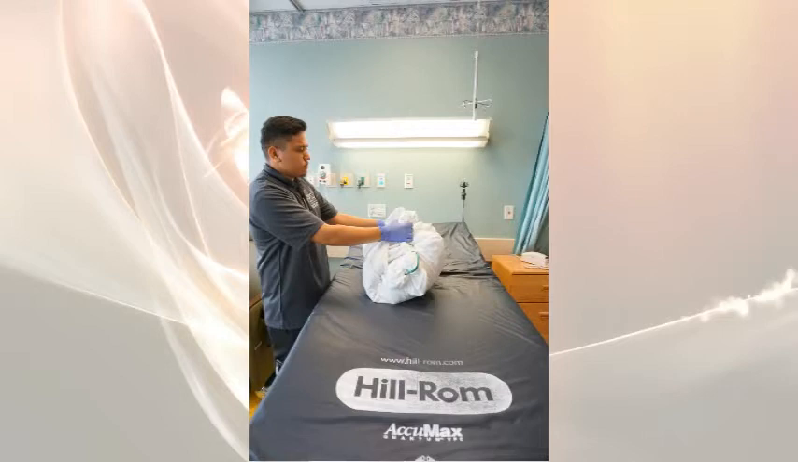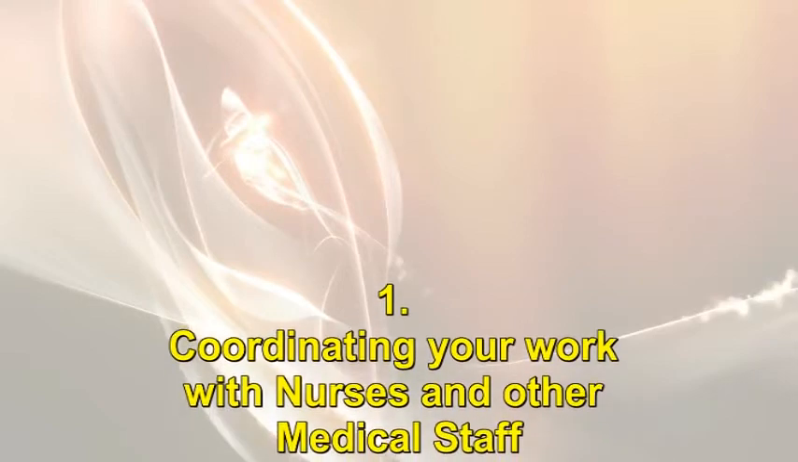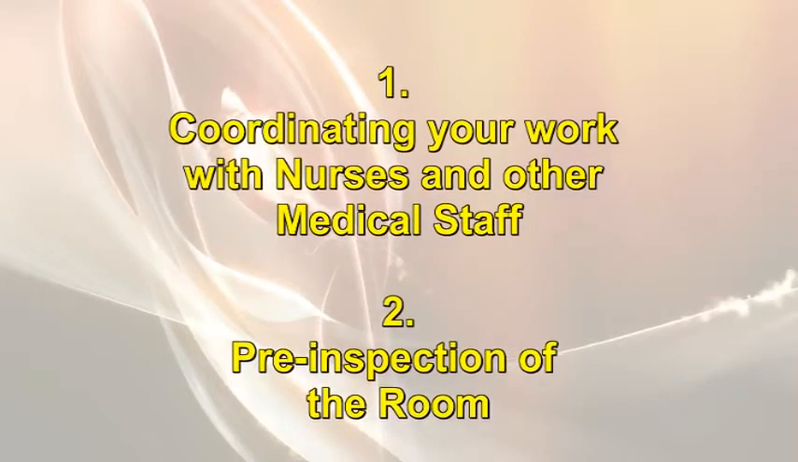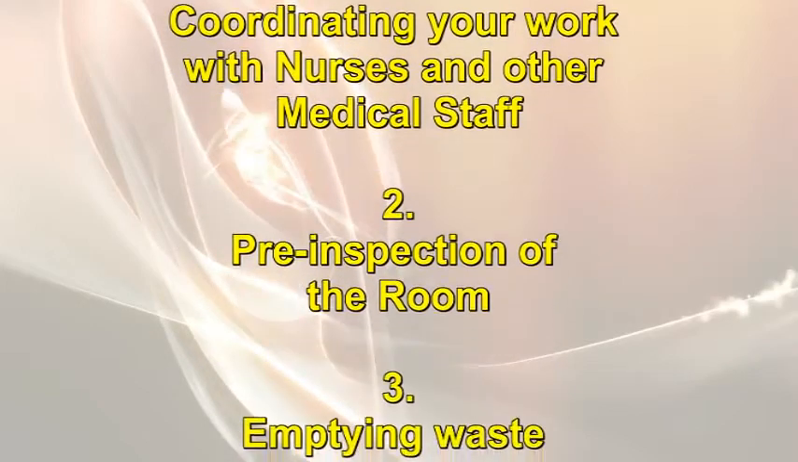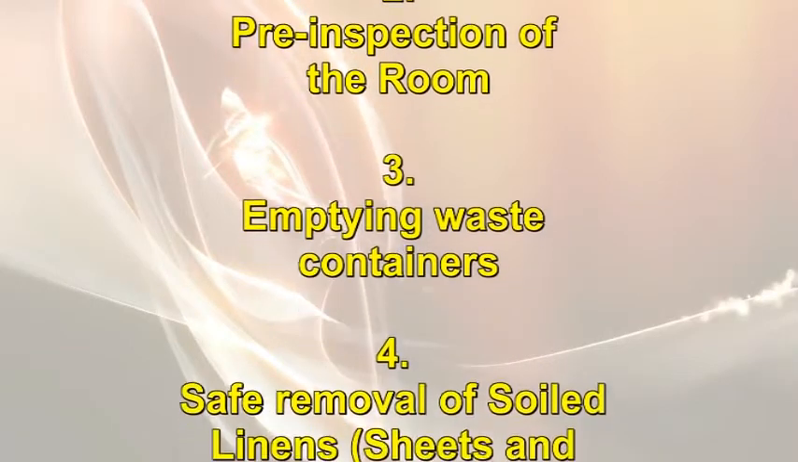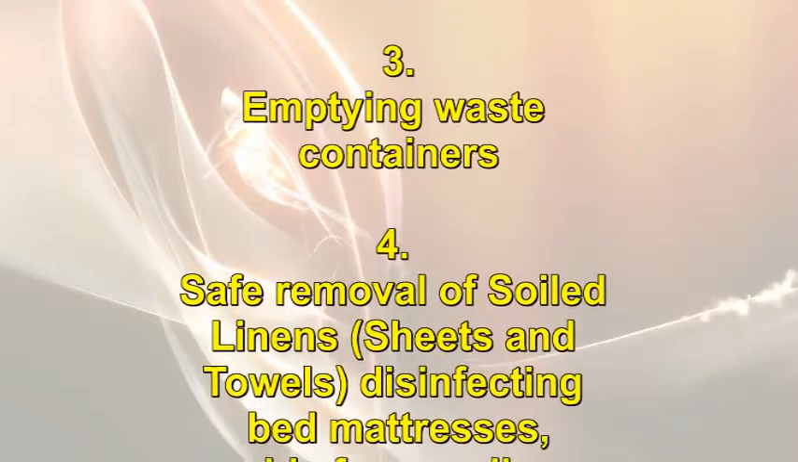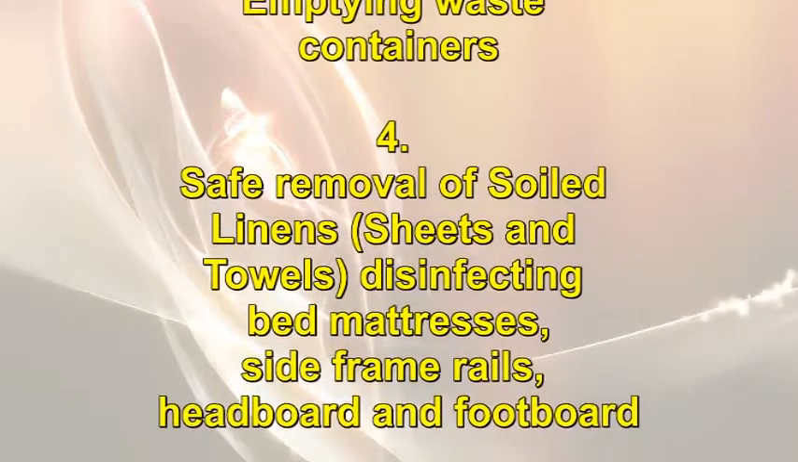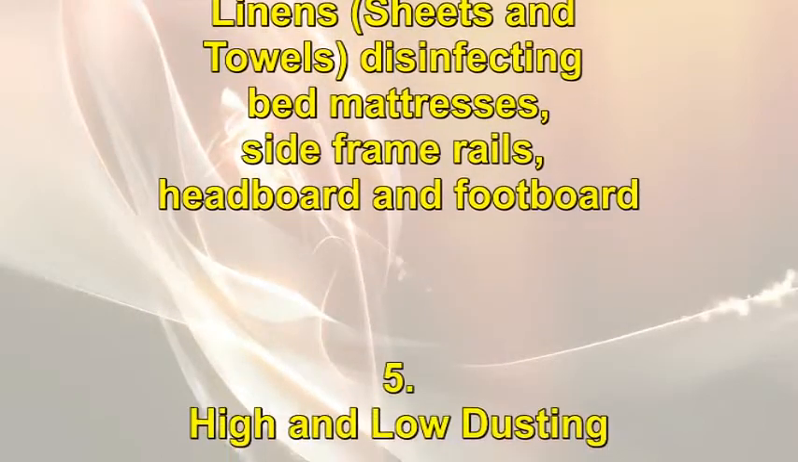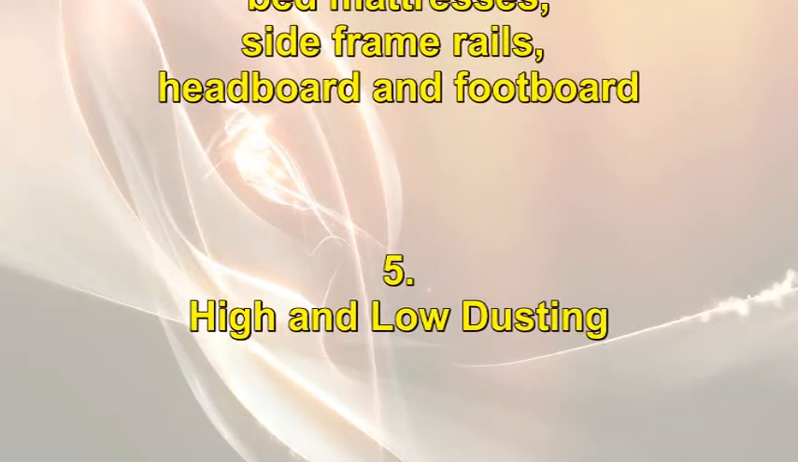A summary of what we will be covering in this training module includes: Number 1. Coordinating your work with other members of the Stroger medical team as they perform their tasks to prepare the room for a new patient. Number 2. Pre-inspection of the room for planning your work. Number 3. We will discuss safety, emptying waste containers, and removing trash. Number 4. Safely removing linens, such as sheets and towels, followed by training on how to thoroughly disinfect the bed mattress, side frame rails, headboard, and footboard.